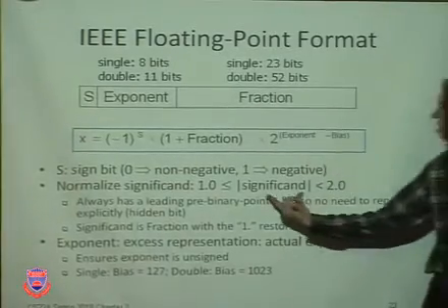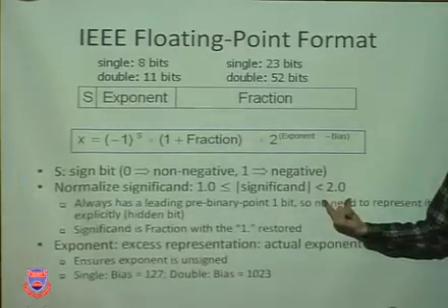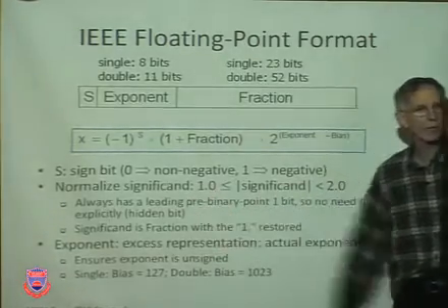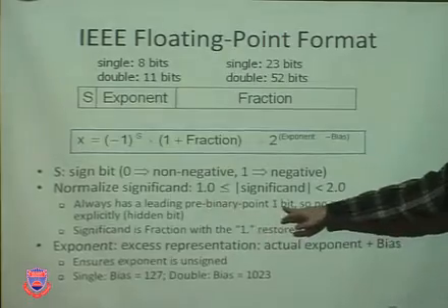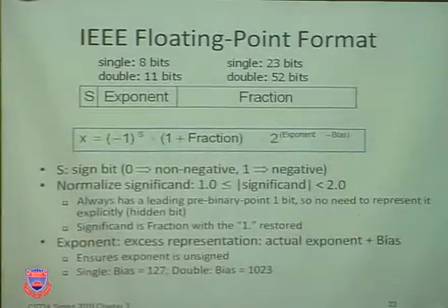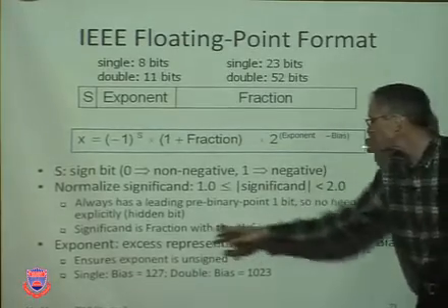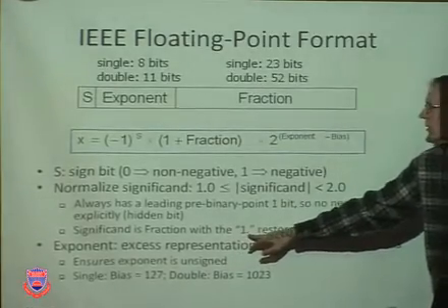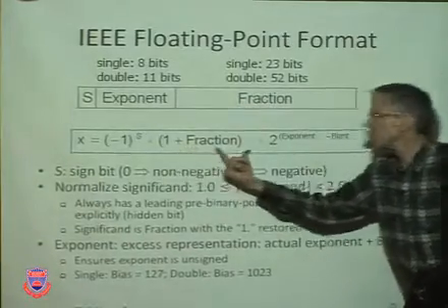And obviously, the significand with the 1 on it has to fall in this range. It can't be greater than or equal to 2. It has to be 1 or greater. It always has a leading pre-binary point 1, so we don't bother to store it because that's always on it. So we just add it back in when we're doing the calculation. The significand is the fraction with the 1 and the binary point restored. So this by itself is not the significand, but this is the significand.